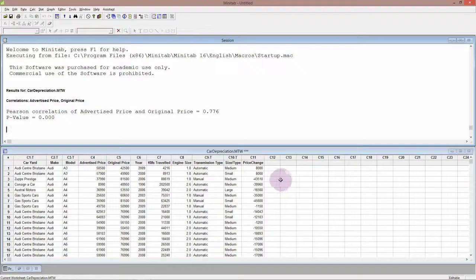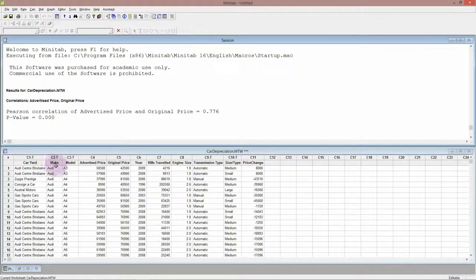Okay, I've got the car depreciation dataset open in Minitab now, and we're going to have a look at some dot plots and scatter plots and then look at some correlations. So students collected this data a few years ago and they were interested in the relationship between the original price of a car and how much it was being advertised for secondhand. So these are the two main variables of interest.